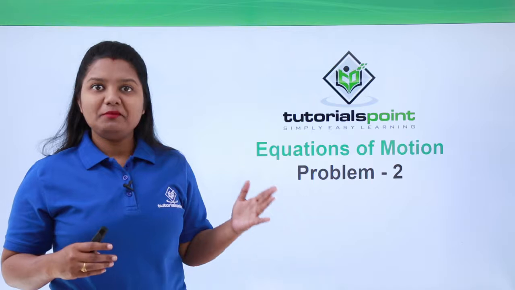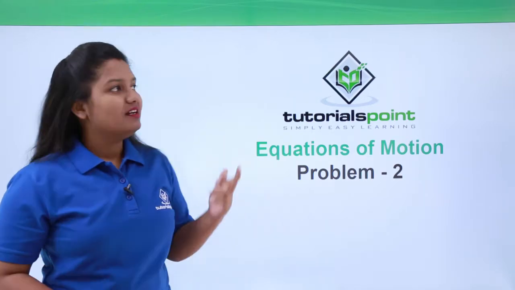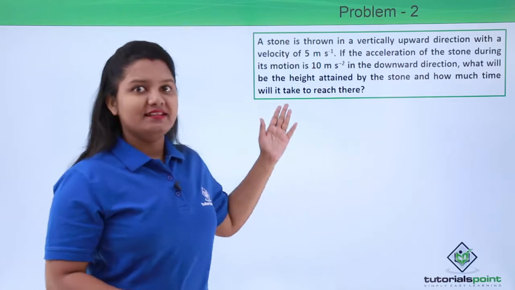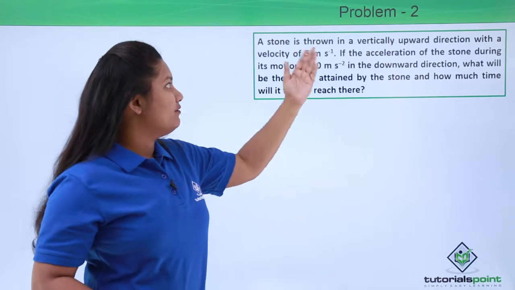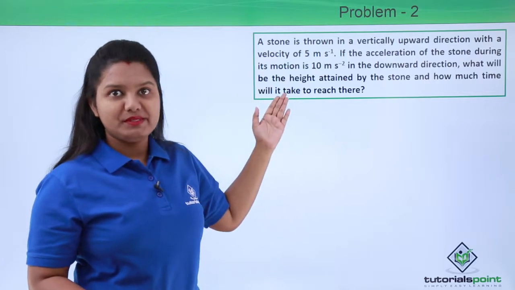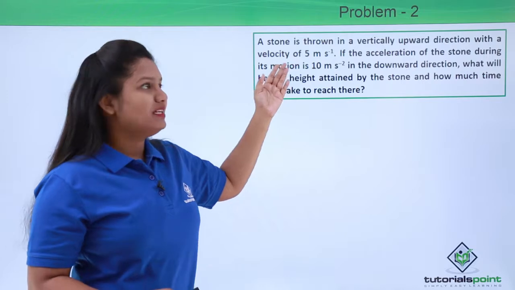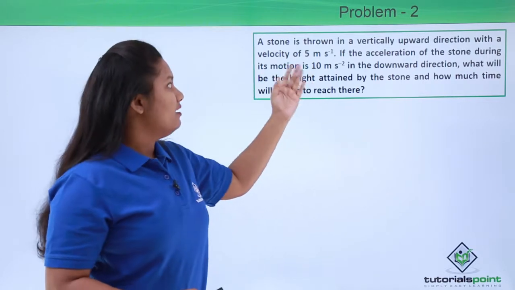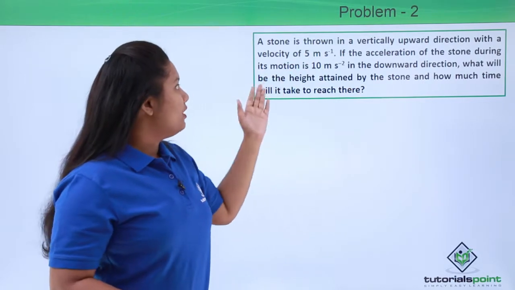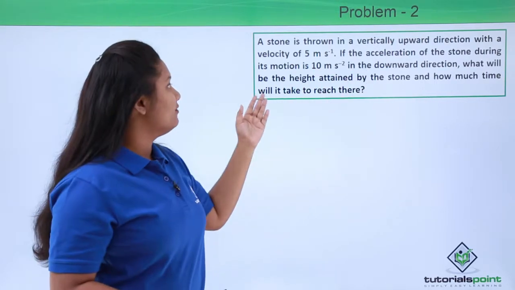In this video, we'll be solving another problem based on equations of motion. So here is the problem, which reads: a stone is thrown in a vertically upward direction with a velocity of 5 meters per second. If the acceleration of the stone during its motion is 10 meters per second square in the downward direction, what will be the height attained by the stone and how much time will it take to reach there?